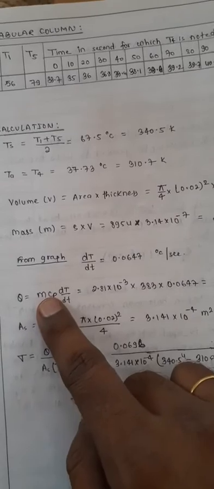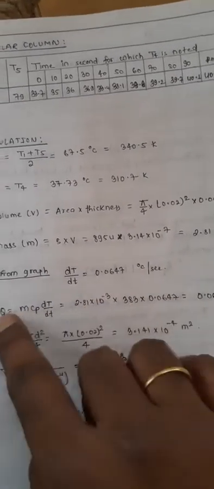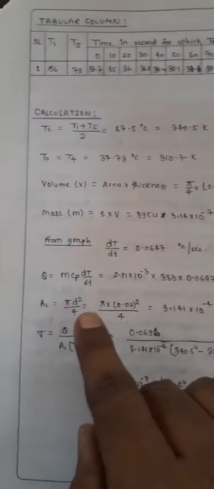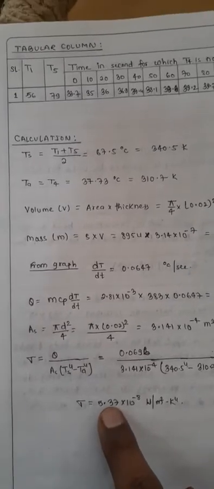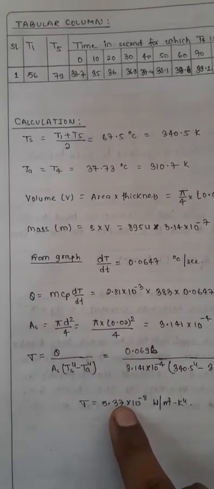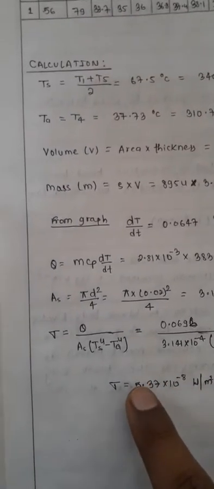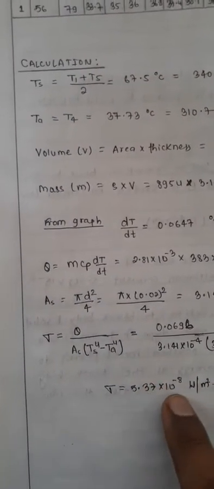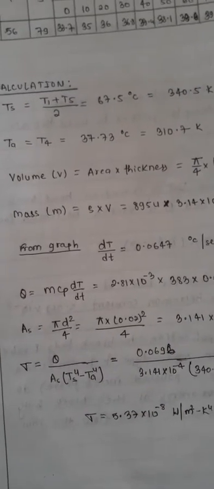Cp of copper is also about 400, or 383 joules. You can substitute this and get the value of Q, then substitute the same Q over here and find sigma, which ranges between 5 to 6 into 10 power minus 8. This is very important. The exact value is 5.68 into 10 power minus 8.